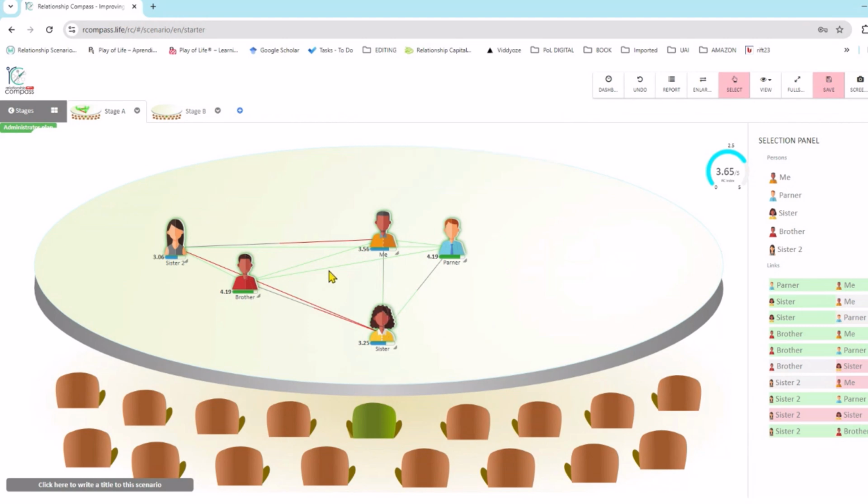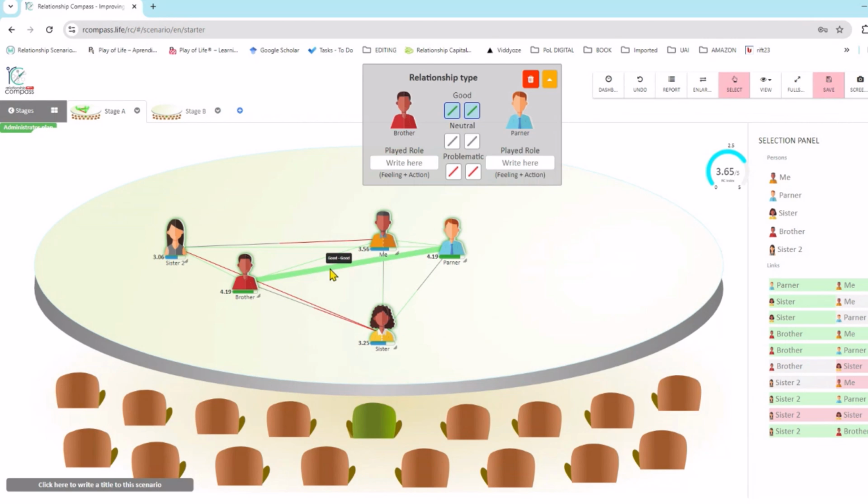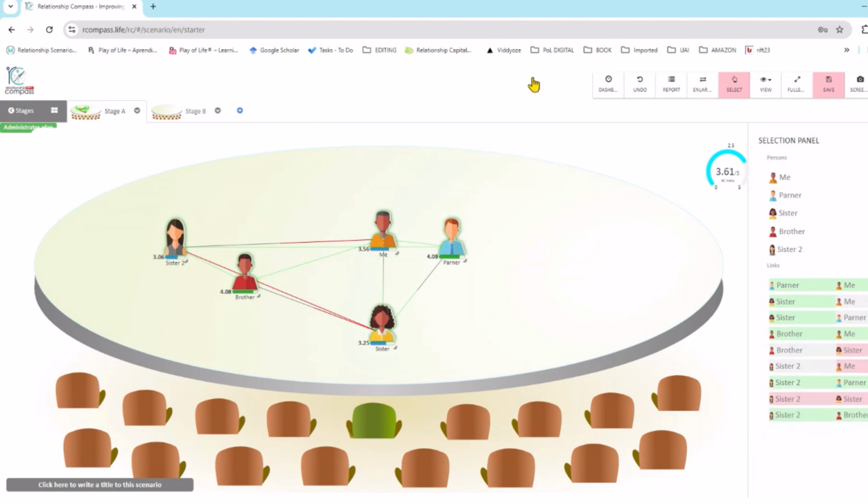Is there any relationship between your partner and your brother? No. So what we can do there is to delete the relationship. We click the relationship. Any relationship between sister 2 and your partner?